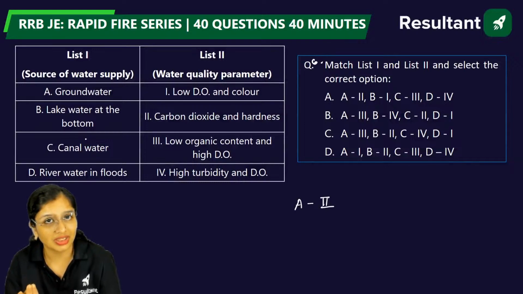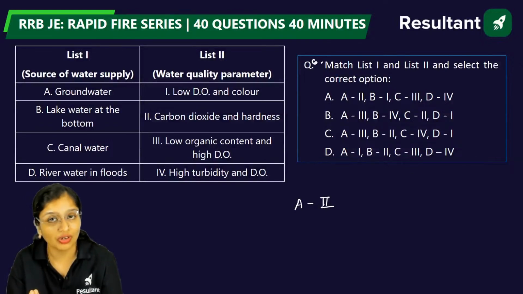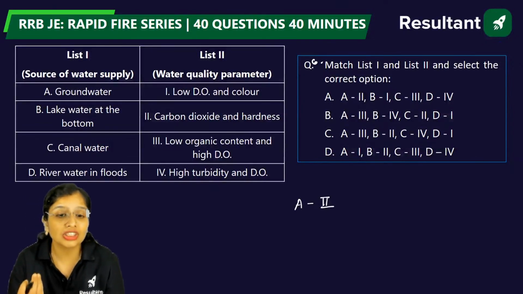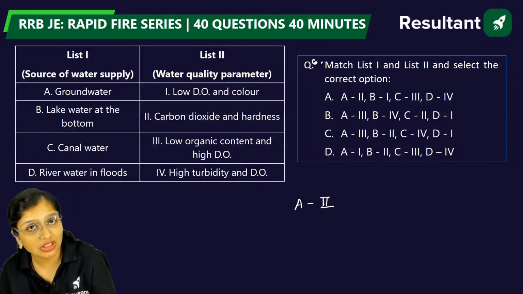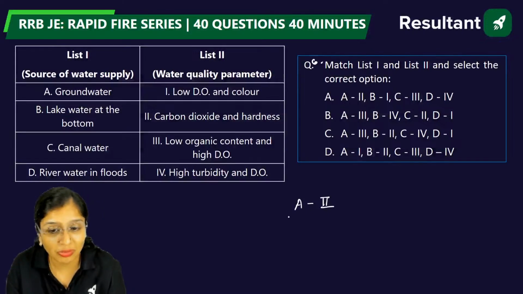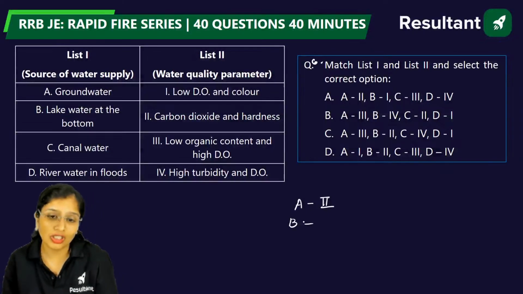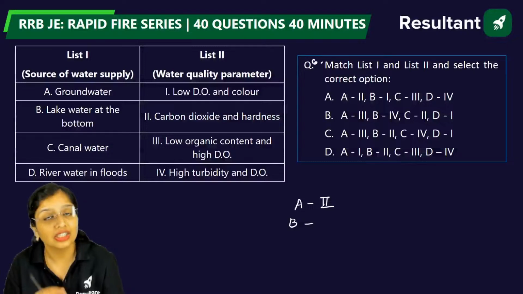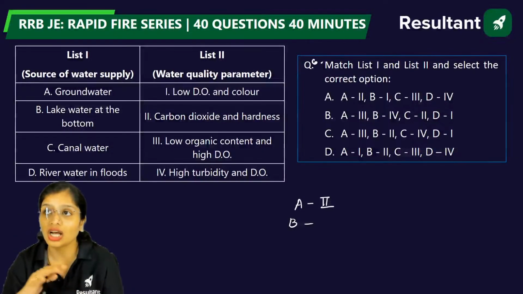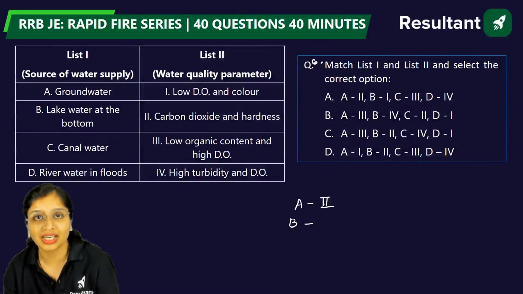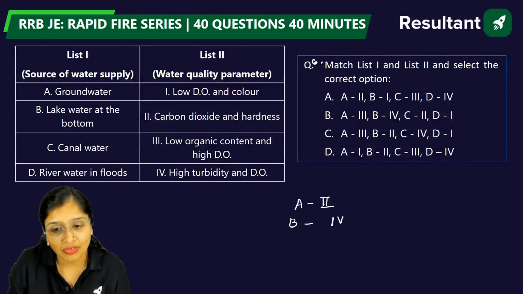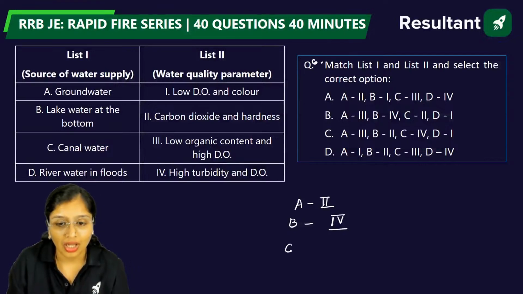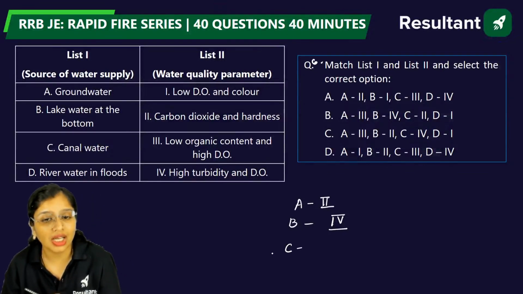Okay, then we say lake water, it is present at the bottom. Lake water is a stagnated water. In that water, a large amount of suspended solids will be there. So because suspended solids are more, it's obvious that the turbidity will be more, because the more the solids, the more the turbidity, and dissolved oxygen will also be less because a large number of microorganisms will be there and they might consume oxygen. So B is 4.